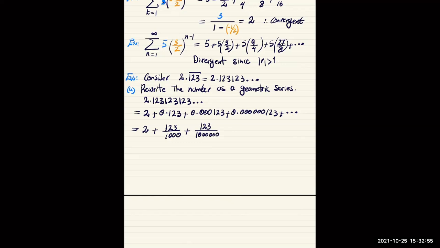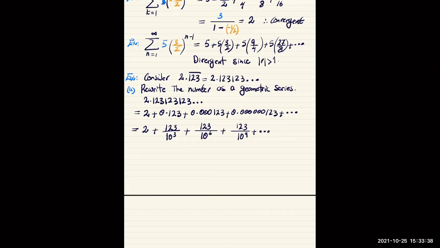Okay, I can actually write those in powers of 10. Let me do that because it's easier. 1,000 is the same thing as 10 cubed. 1 million is the same thing as 10 to the power of 6. Next number is 123 divided by, let's see how many zeros. We have 3, 3, 3, so 9 zeros. You could write that as 10 to the power of 9, and so on.